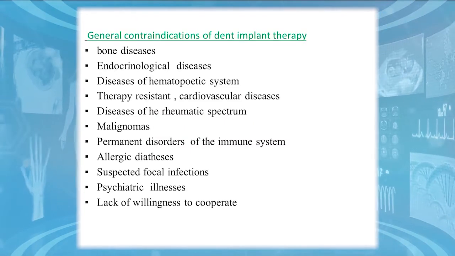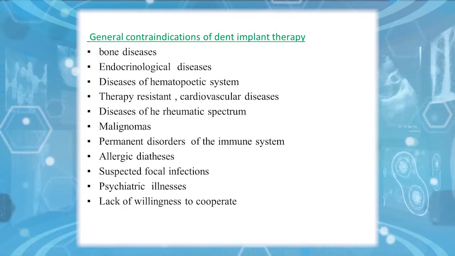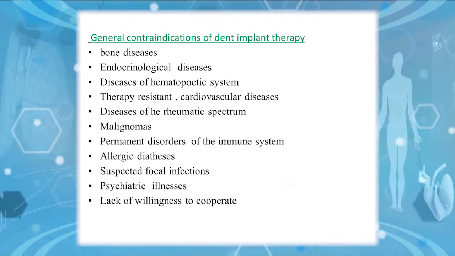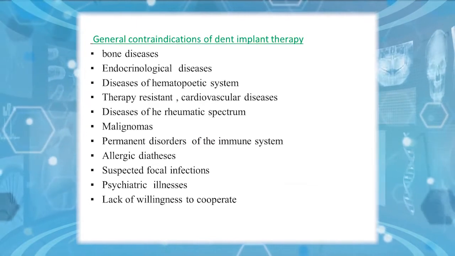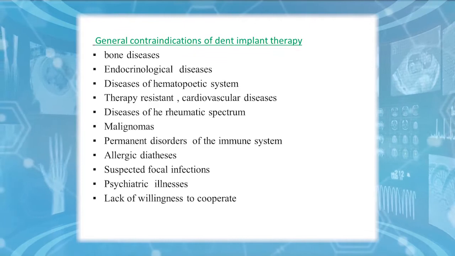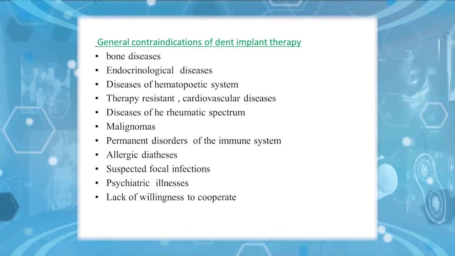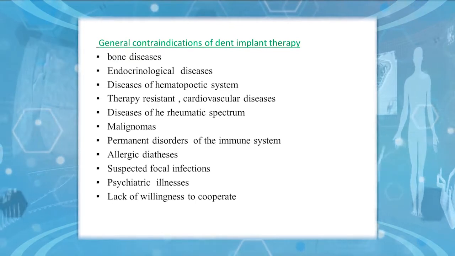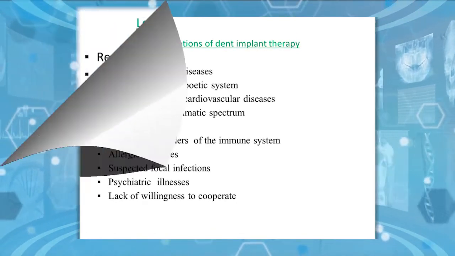We have general contraindications to dental implant therapy: bone disease, endocrinological disease, disease of the hematopoietic system, therapy-resistant cardiovascular disease, disease of the rheumatic spectrum, malignomas, permanent disorders of the immune system, allergic diathesis, suspected focal infection, psychiatric illnesses, lack of willingness to cooperate.